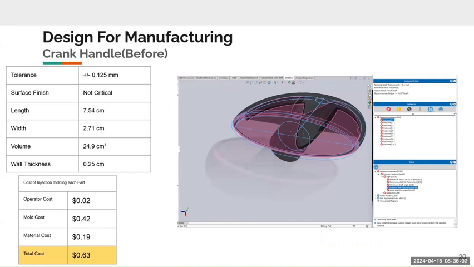So when designing for manufacturing, the first part of our product that we decided to redesign was the crank handle. It has a wall thickness of 0.25, but it's not uniform all the way around. After calculating the total manufacturing cost, we got it to be 63 cents per part. And on the right side, you can see DfM Pro showing us some of the recommendations for redesigning this part.